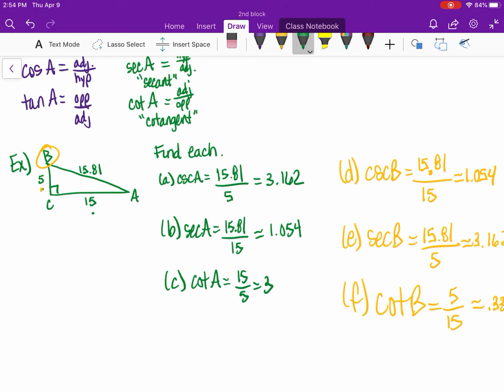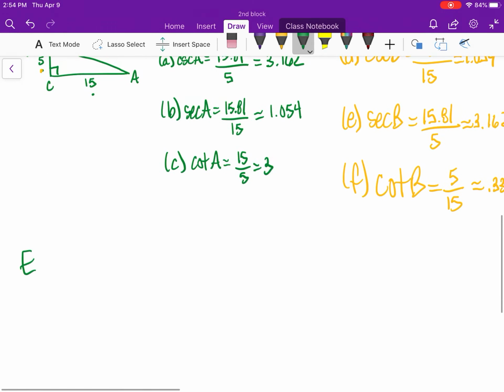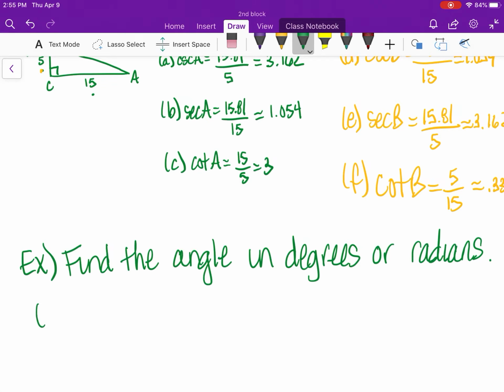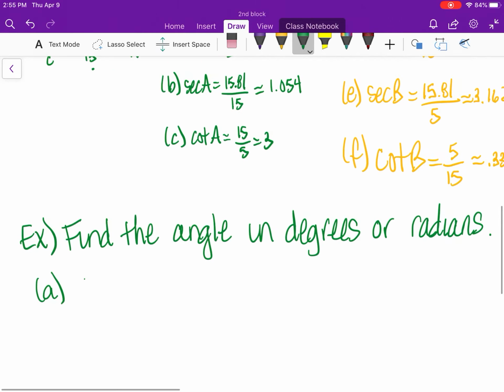All right, then for our last example, we're going to look at some problems similar to what we saw in the first example, but this time we're going to have some reciprocal identities. So we want to find the angle in degrees or radians. And for A, we're looking at cosecant theta is equal to 1.439, and we want our angle in degrees.